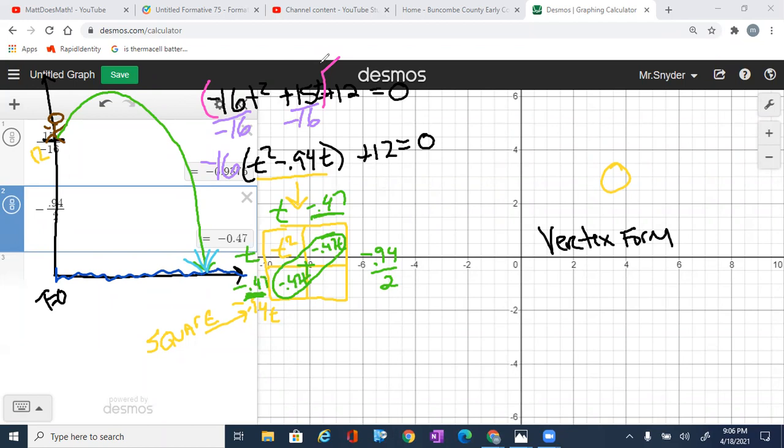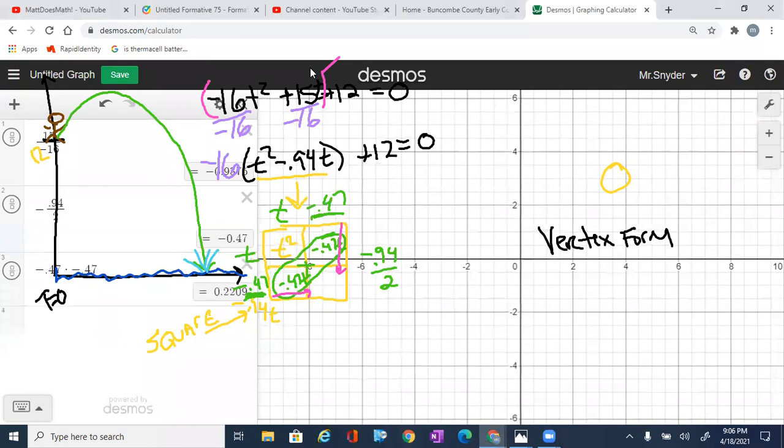Now, the other thing you're going to remember is that when you use the area model, you multiply to get this box right here. And that is going to be negative 0.47 times negative 0.47. So let's go ahead and write that out. Negative 0.47 times negative 0.47, which is going to be 0.22. So I'm going to write 0.22.